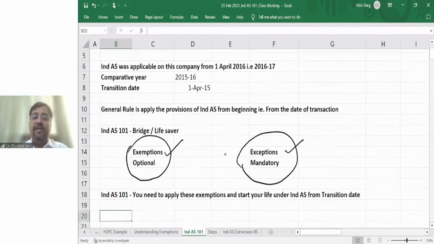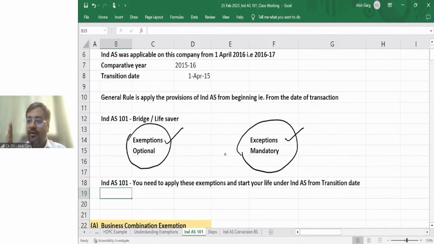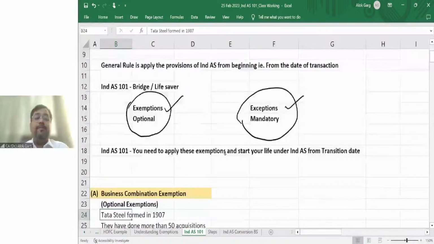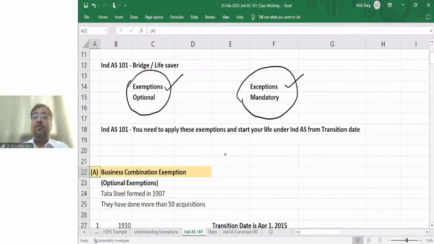So Ind AS 101 says that you need to apply these exemptions on the date of transition and you can start your life prospectively in the Ind AS era, right? Clear? You are not required to look back for the last 20 years, 30 years, 40 years, 60 years, 100 years. You have to apply these mandatory exceptions and optional exemptions and you can move forward in your life, right? Clear? So I'll start with the first optional exemption, which is a very important optional exemption. What is the optional exemption? First of all, the business combination exemption.